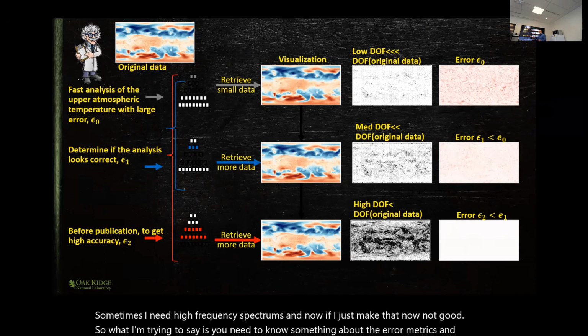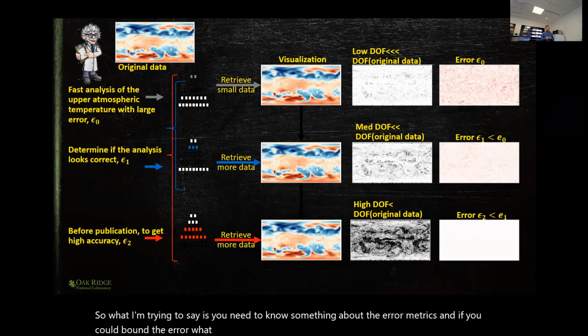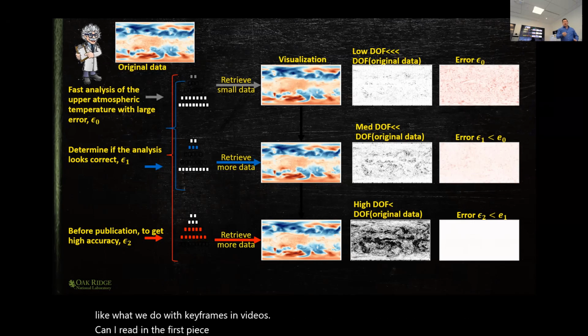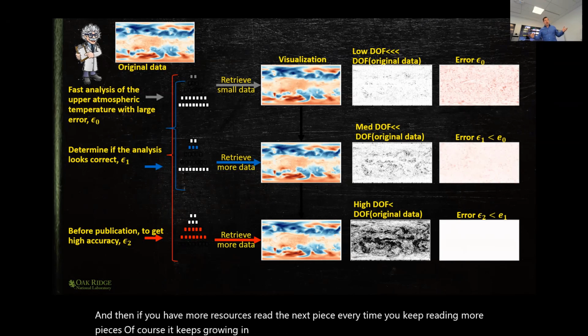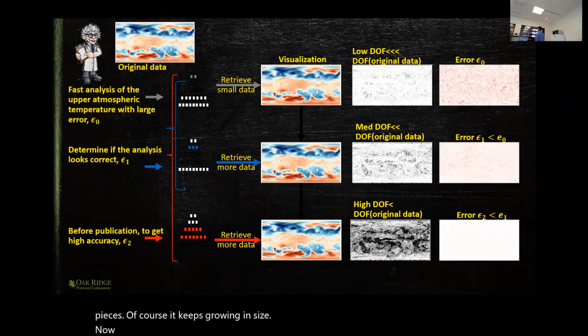And if you could bound the error, what we're trying to look for is a new way to work with data. Sort of like what we do with keyframes in videos. Can I read in the first piece that's going to have some accuracy? Can I give you an accuracy bound for what you're trying to do? And then if you have more resources, read the next piece. Every time you keep reading more pieces, of course, it keeps growing in size. Now, hopefully, the pieces get larger as you go down the pyramid. Hopefully. And again, this is what we're trying to show.